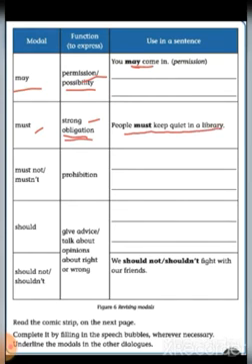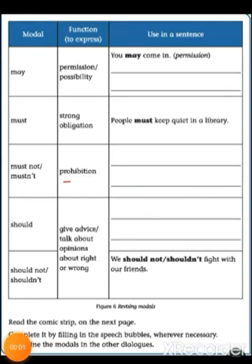Next, must not or mustn't. It is used to express prohibition. You all know prohibition means the action of forbidding. Forbidding means blocking something, especially by law. You have to write your own sentence here.